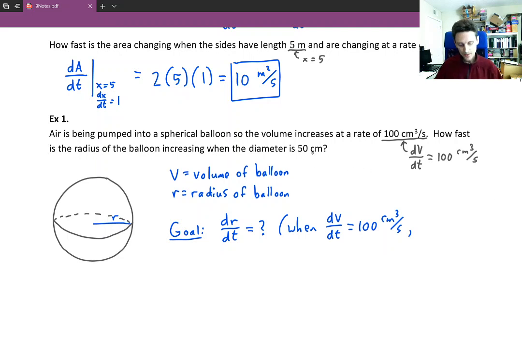Now remember, the diameter is all the way across the sphere, but we don't have a variable for a diameter. We only have a variable for radius. So we're going to go ahead and convert the diameter of 50 centimeters into a radius of what? If you said 25 centimeters, that would be correct. Half of that diameter. So when dV/dt is 100 cubic centimeters per second and r is 25 centimeters, which is half of 50.